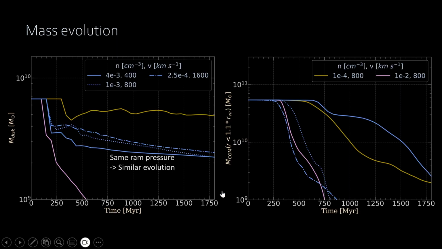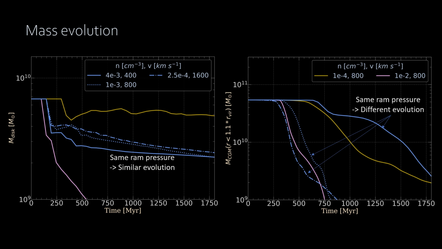If we look at the mass evolution, in the left panel we see the disk mass as a function of time for various ram pressure strengths. For the blue lines in the different line styles, we have the same ram pressure but with different combinations of the number density and velocity. The similar evolution clearly states that the ram pressure determines the evolution of the disk mass. However, on the right, where the CGM mass is plotted as a function of time, we see that the blue lines are widely separated. So the same ram pressure doesn't give the same evolution for the CGM.